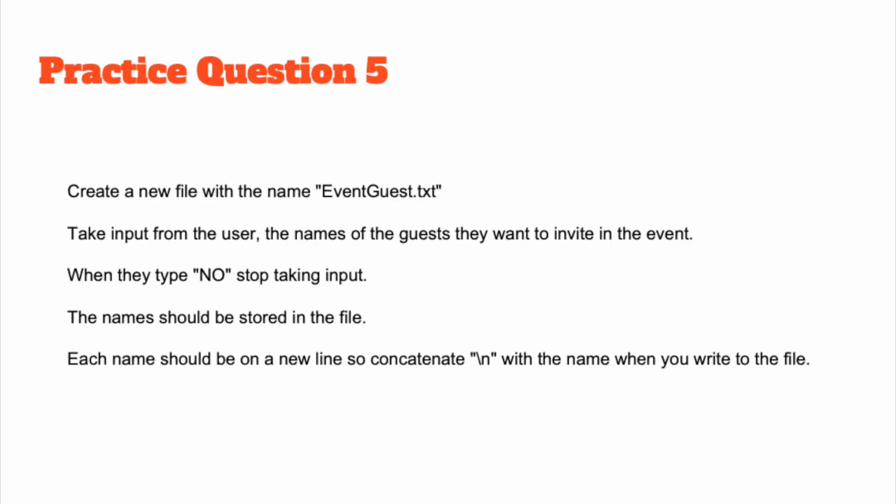Practice question 5. Create a new file with the name event_guest.txt. Take input from the user, the names of the guests they want to invite to the event. When they type no, stop taking input. The name should be stored in the file. Each name should be on a new line, so concatenate \n to the name when you write to the file.